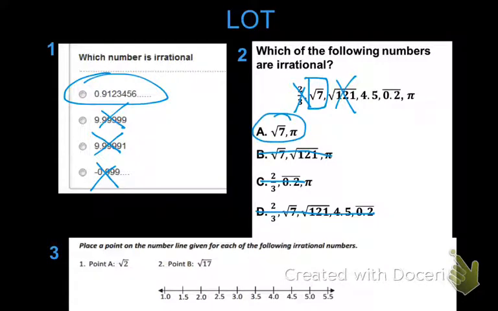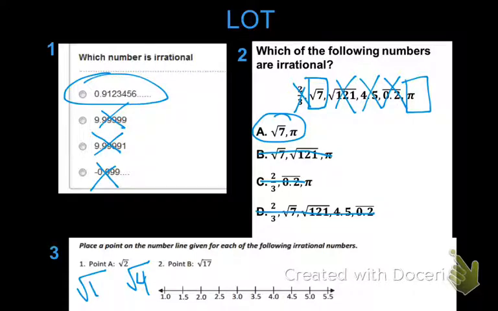4.5 is rational because it can be made into a fraction. Repeating decimals are rational, 2/9, and pi is irrational, so it looks like I am good to go here. And in the third one, place the decimal point on the number line for each of the following irrational numbers. I know the square root of 2 is between the square root of 1 and the square root of 4. So it's between 1 and 2.